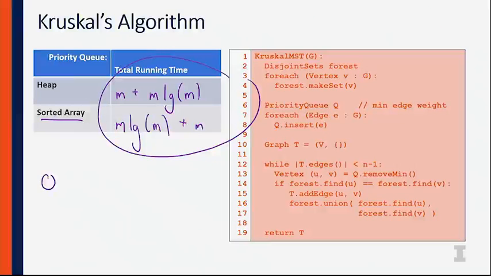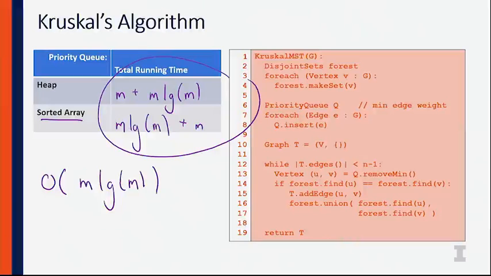The total running time is going to be m log m in both cases. Kruskal's algorithm is going to take time proportional to the total number of edges times the log of the number of edges.